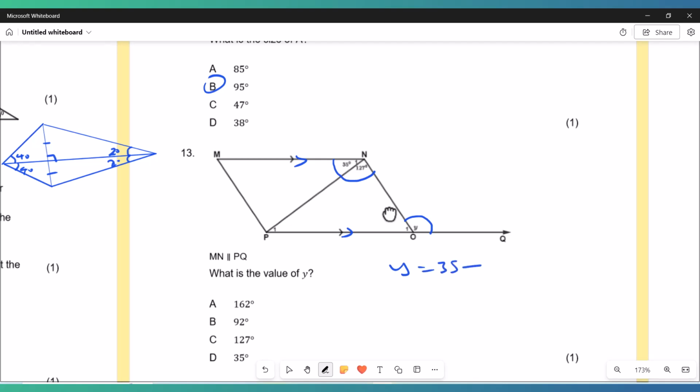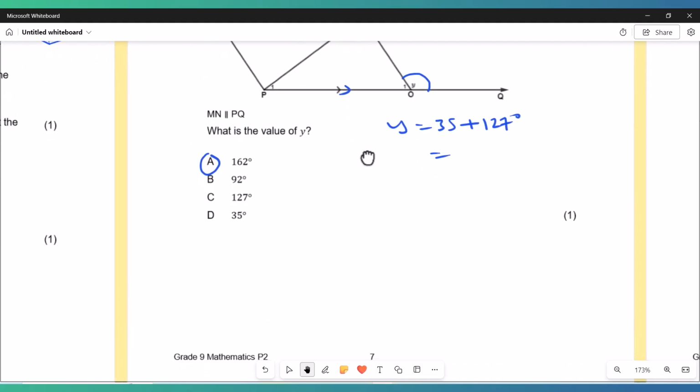Then plus 1.7, which gives me what? 1.7 plus 35. Okay, it gives me 162. So the answer becomes A. Don't forget the reason: alternate angles. Okay, then next question.